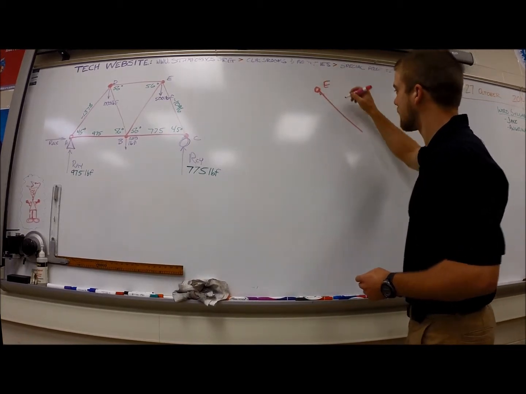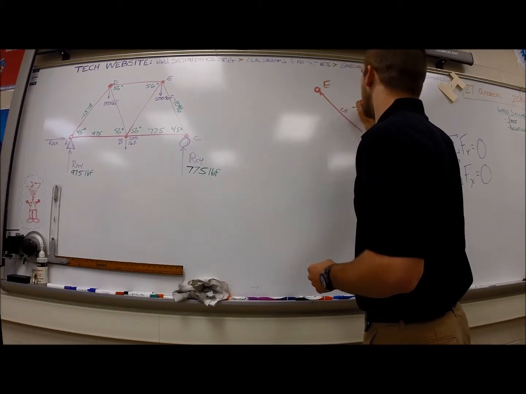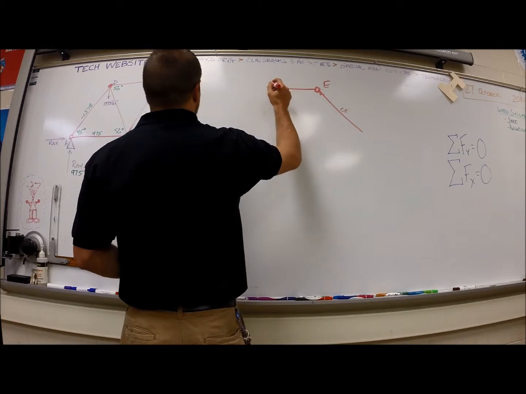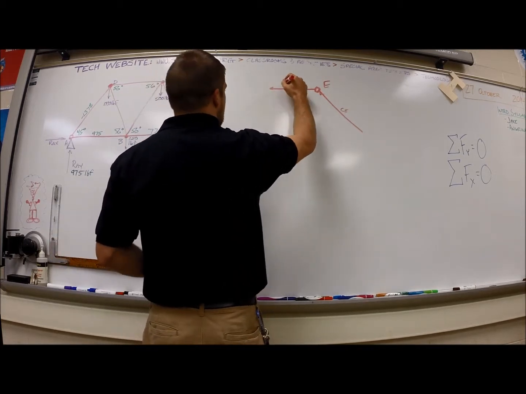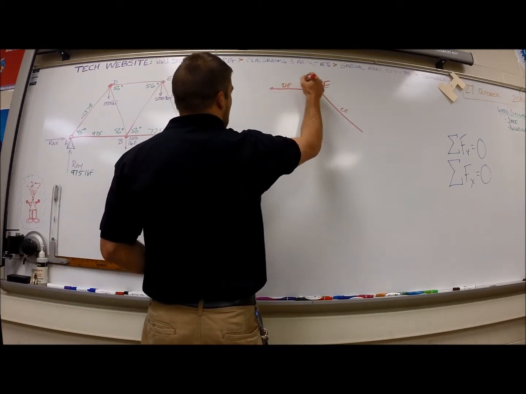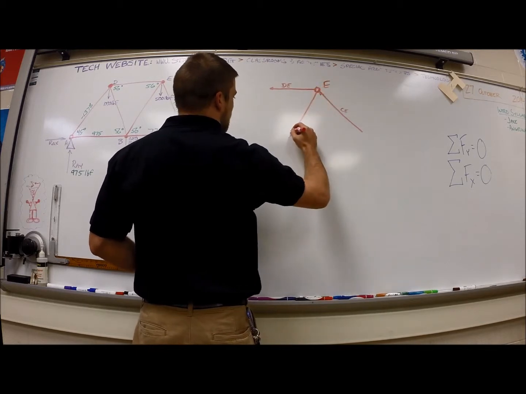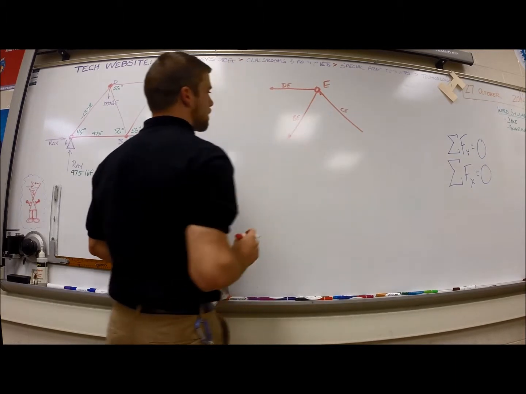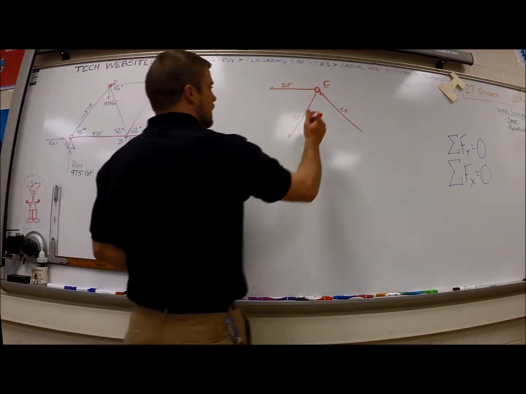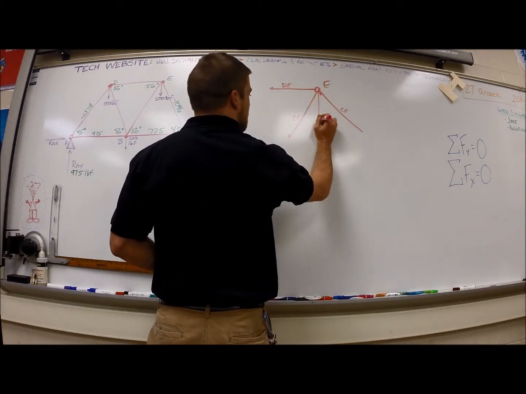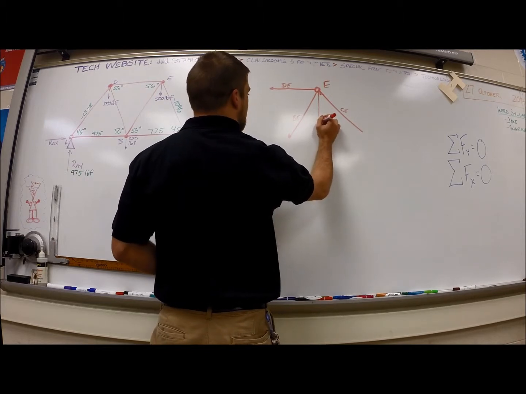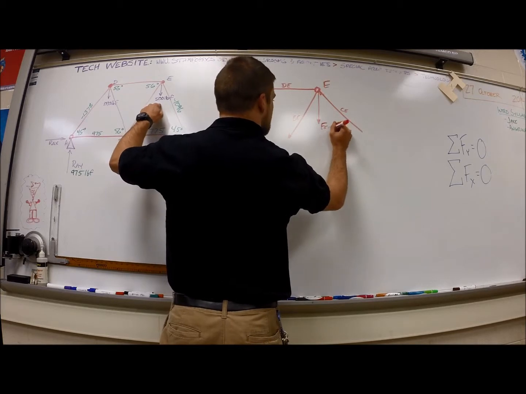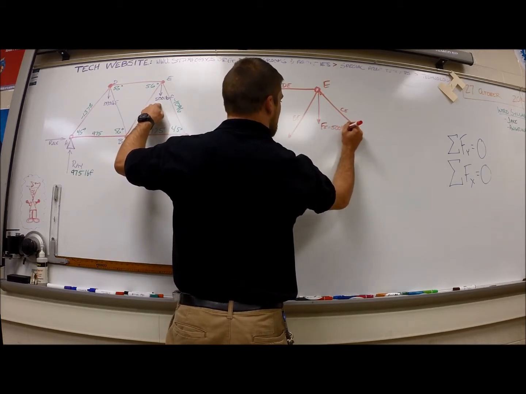Got this leg, which is CE. Got this leg, assuming it's in tension because we don't know what it is, this would be BE. And this leg down here, which we're going to call DE. We've also got a force downward applied at E, and that is going to be 500 pounds.